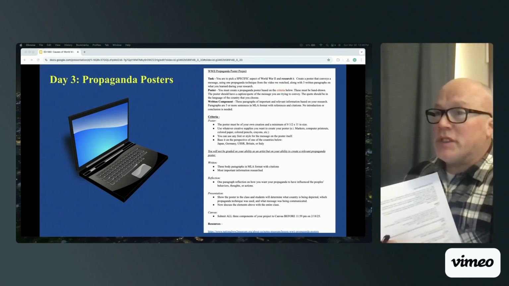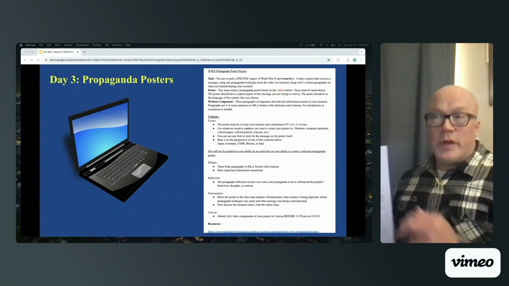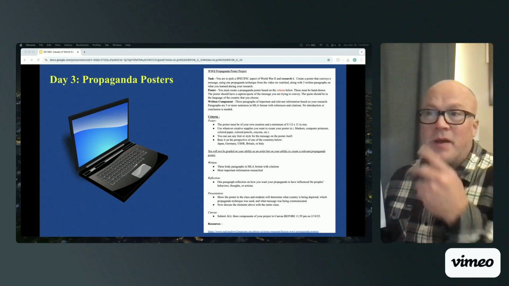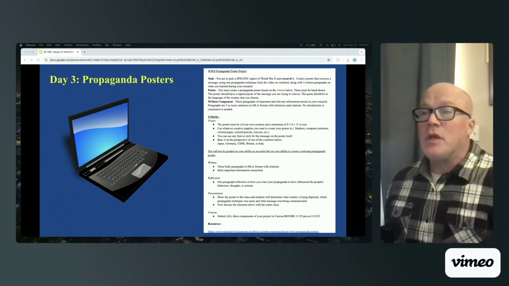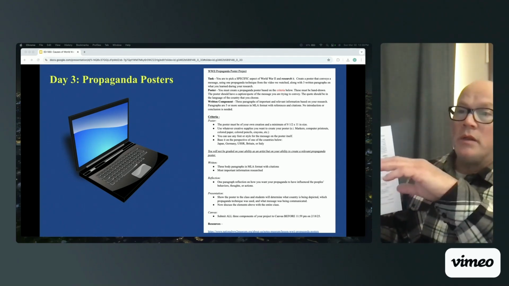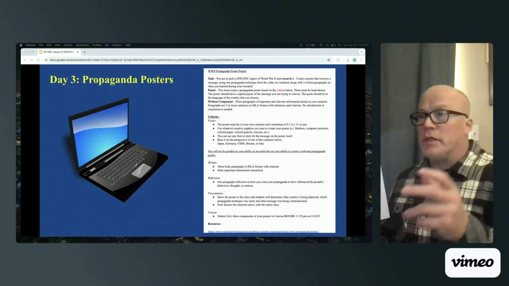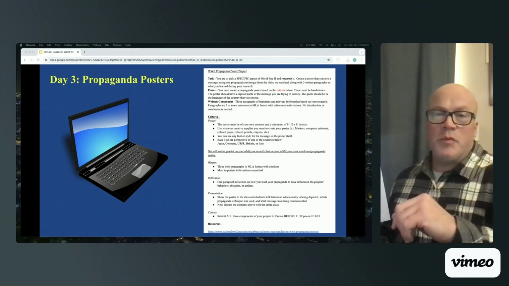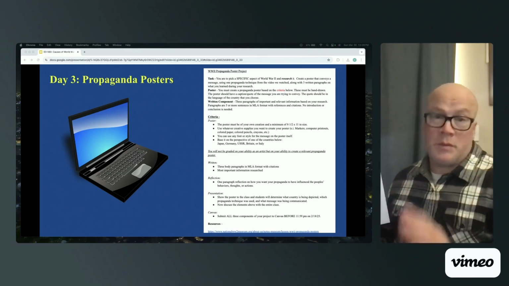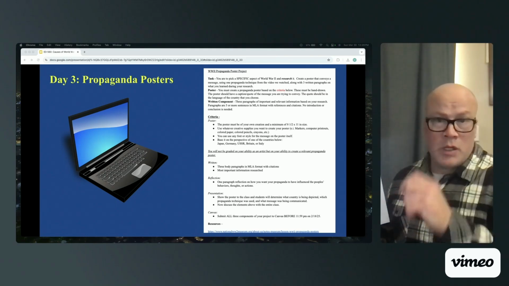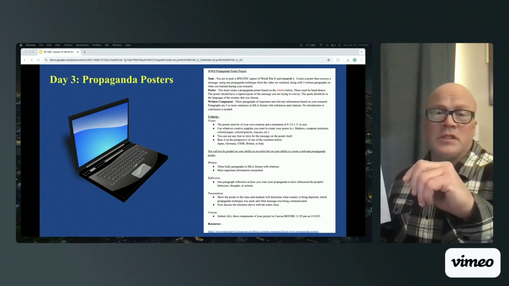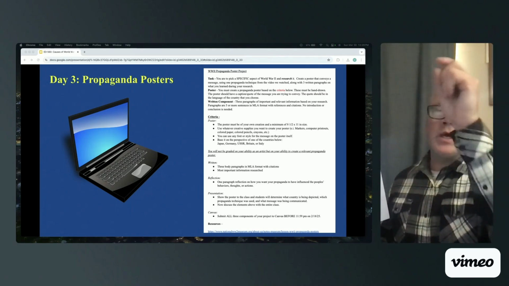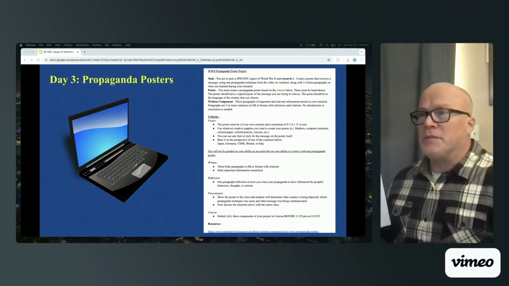The poster must be of your own creation, and must be a minimum of 8.5 by 11 in size. You can use whatever creative supplies you want. You can use markers, colored papers, colored pencils, crayons, some computer printouts, but I don't want the whole thing to be computer printouts. Remember, it must be hand-drawn. For instance, if you don't want to draw a face, you can just cut out the face of the person.